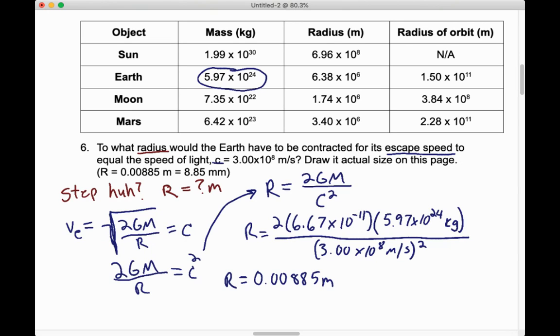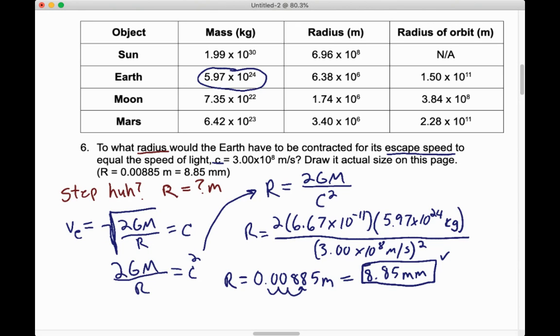But if you know the metric abbreviations and the metric prefixes, this is 885 thousandths of a meter, because we're going to end up moving the decimal 1, 2, 3, which makes it a thousandth. So you can also write this the other way. Either way would be fine, but maybe easier to think of it this way: 8.85 millimeters. So put a box around it. Give it a check. If you squeeze the Earth down to that size, you would have a black hole.